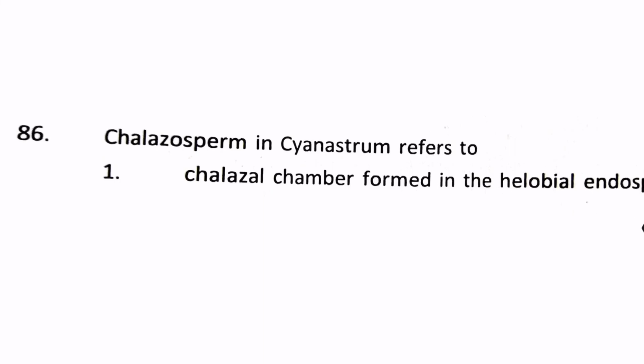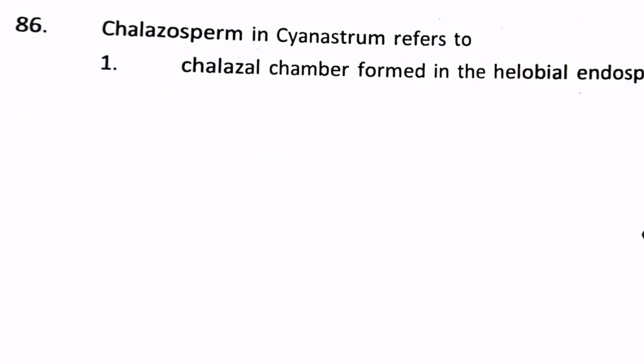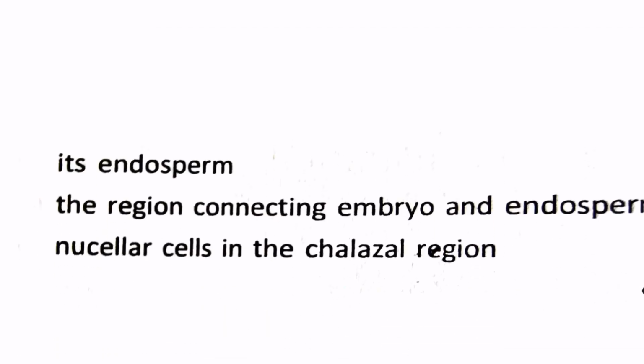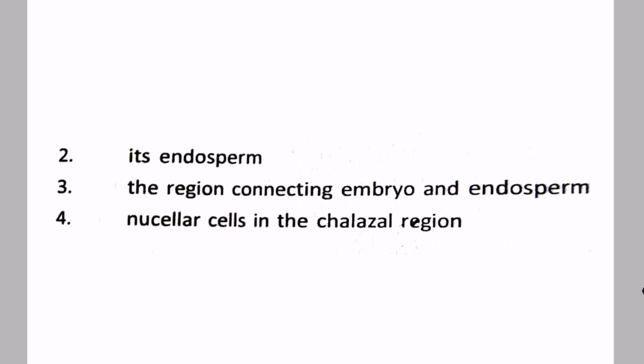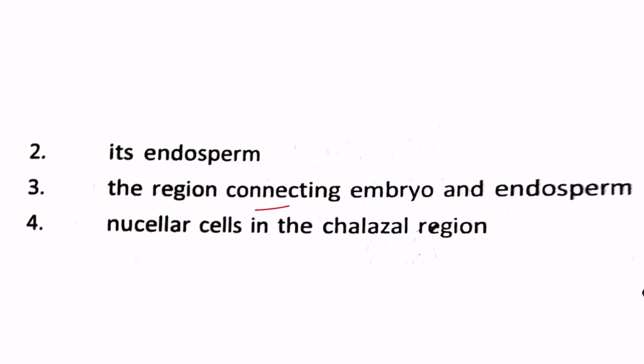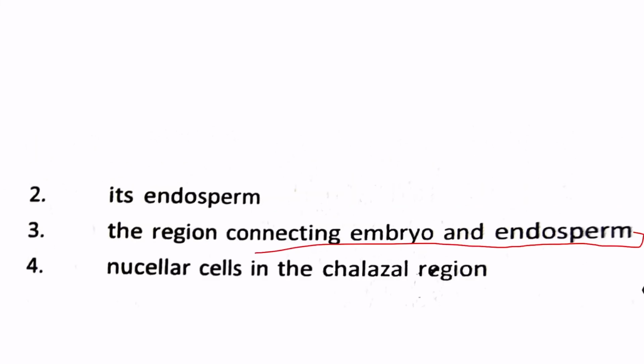Chalazosperm in Cyanastrum refers to? Is it chalazal chamber formed in the halobial endosperm, or is it just its endosperm, or is it the region connecting the embryo and the endosperm and nuclear cells in the chalaza region? We know that the region which connects the embryo and the endosperm is called the chalazosperm. So our answer is number 3.